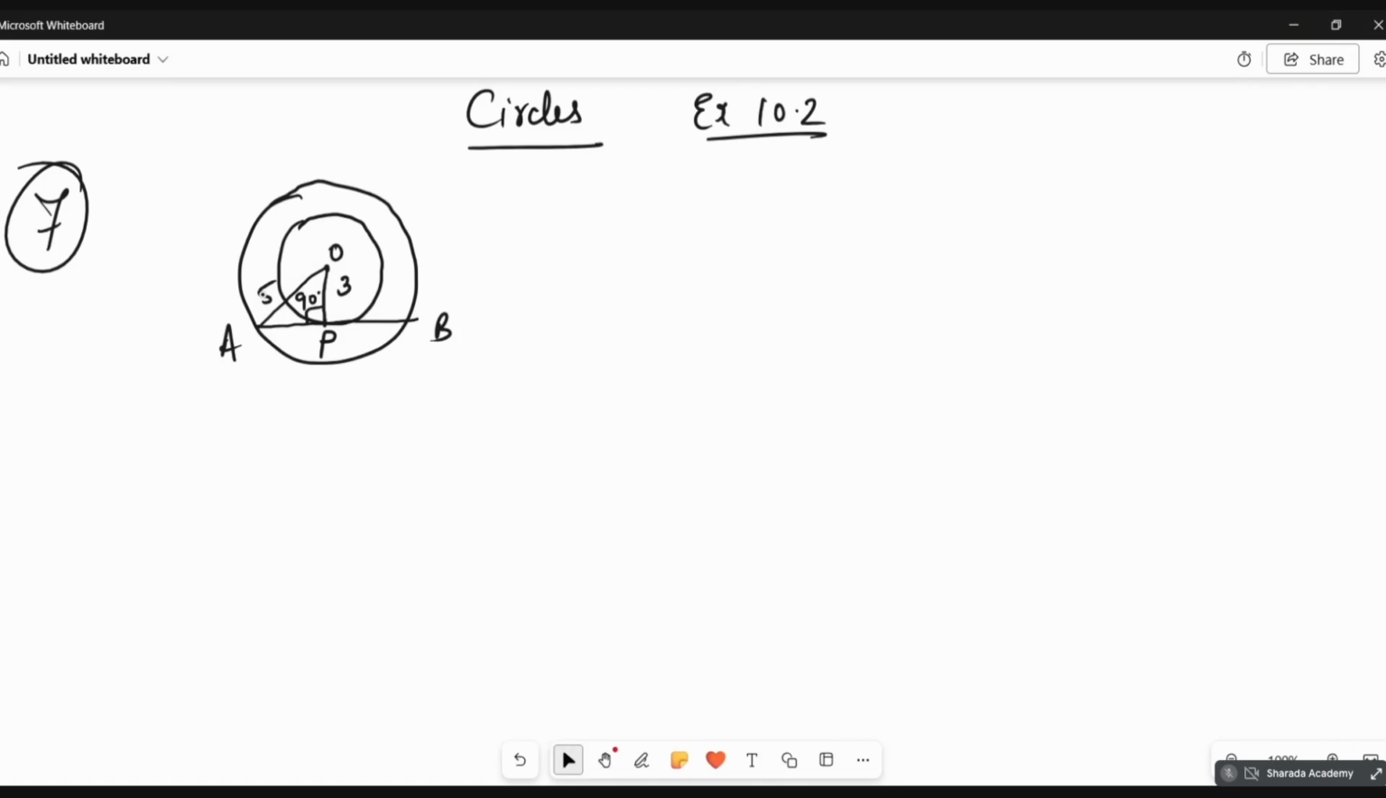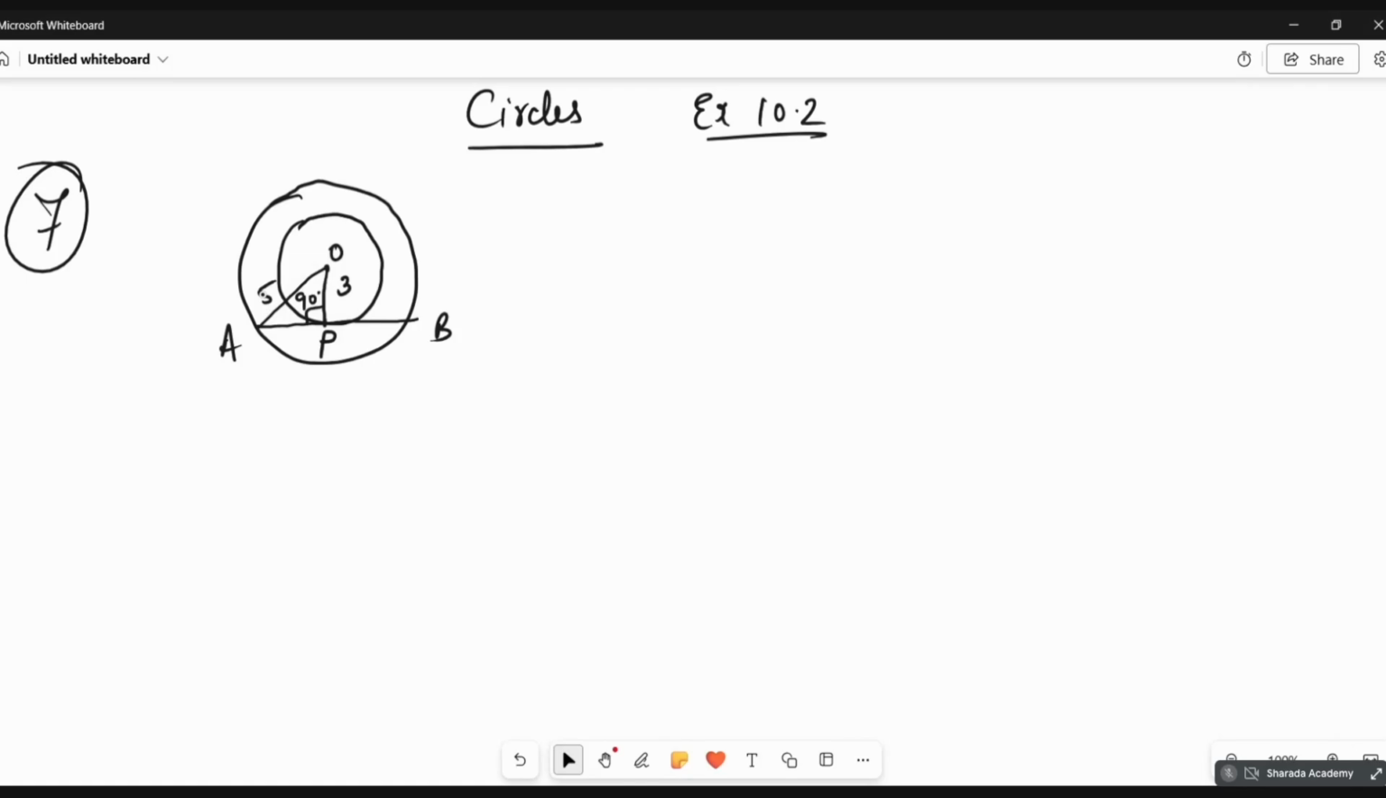Why? Because in the 9th standard we had studied a perpendicular drawn from the center of the circle to the chord divides the chord into two equal parts. Again, I repeat, a perpendicular drawn from the center of the circle to the chord divides the chord into two equal parts. That means AP is equal to PB or AB is equal to 2 times AP. So I will use these things to find the AP length.